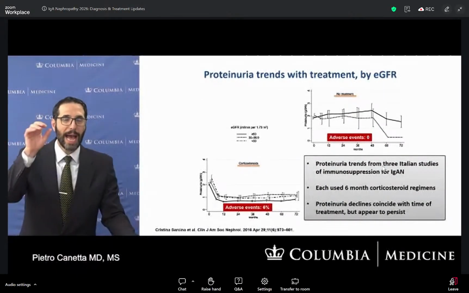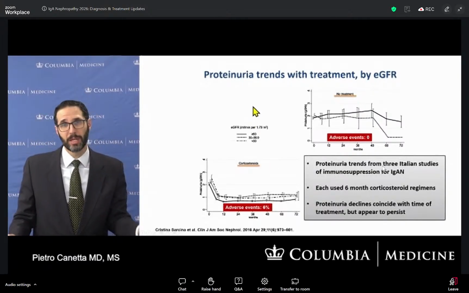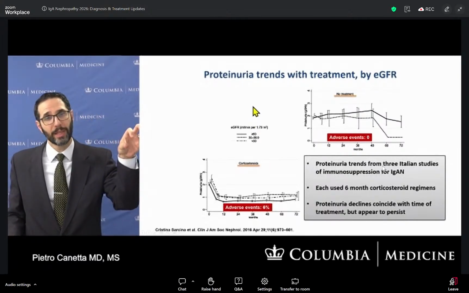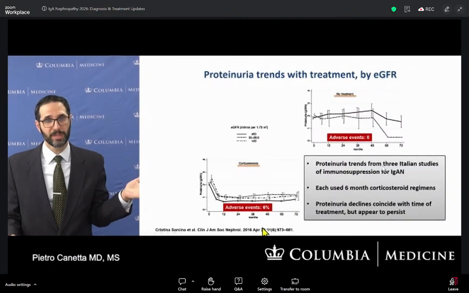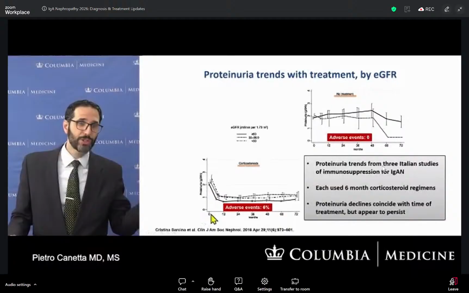And if we look at how proteinuria reacts to steroid use, this is from a paper looking at 3 different Italian studies, all of which use 6 months of treatment. And what you can see is that in people who respond, the proteinuria goes down during the treatment. So in the 6 months, that's where you get the benefit.